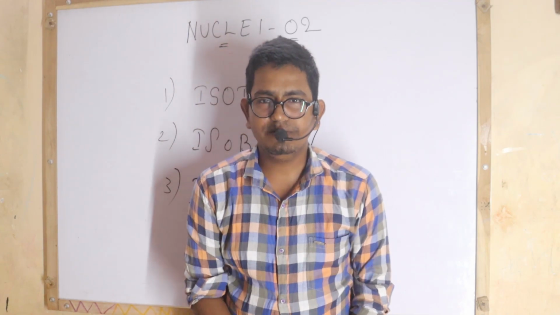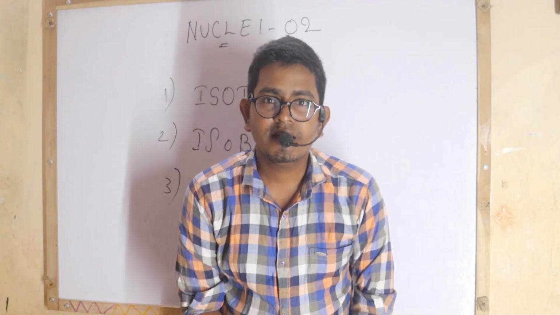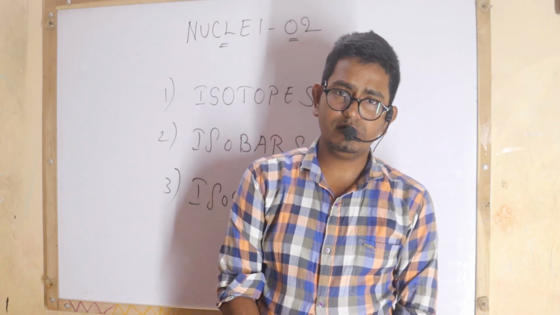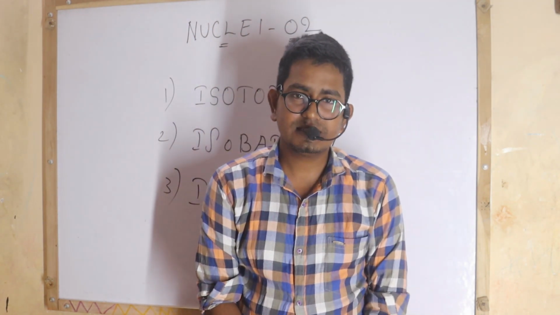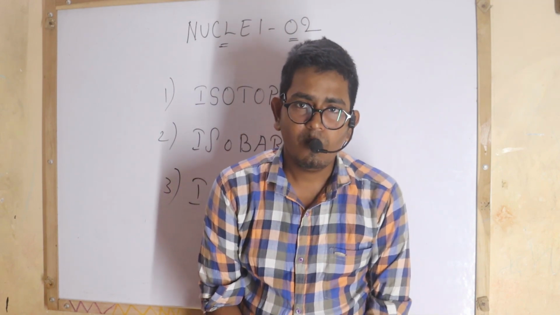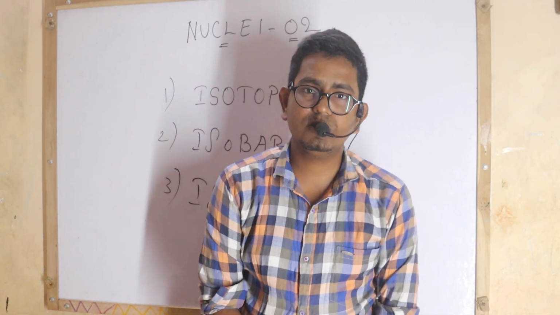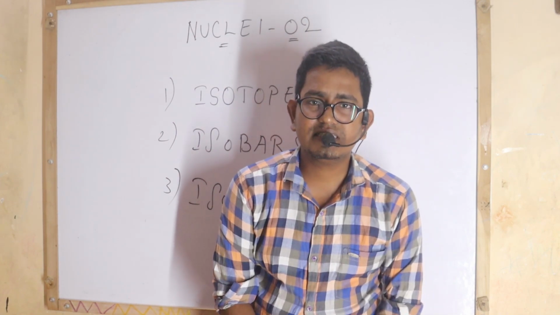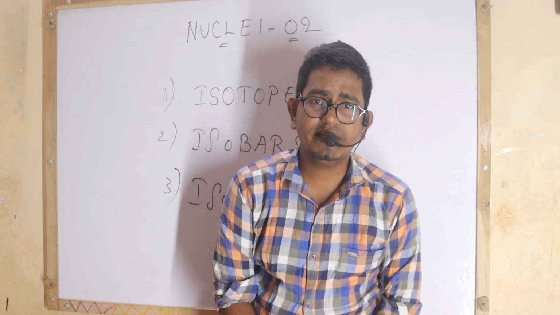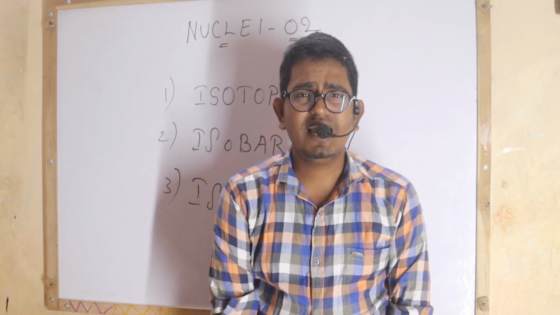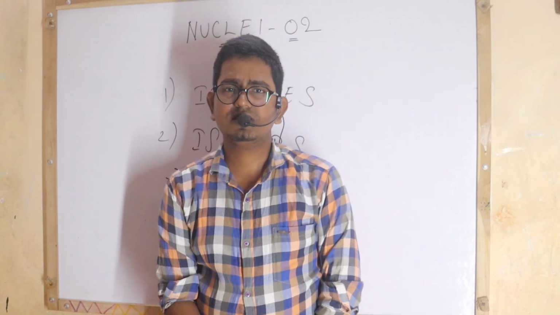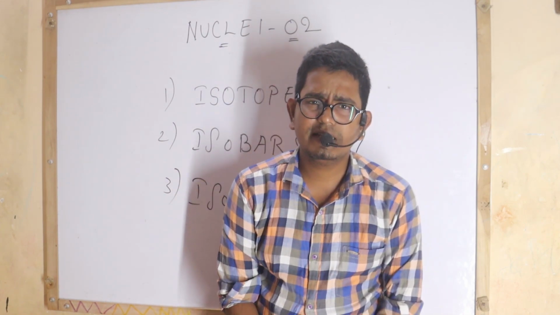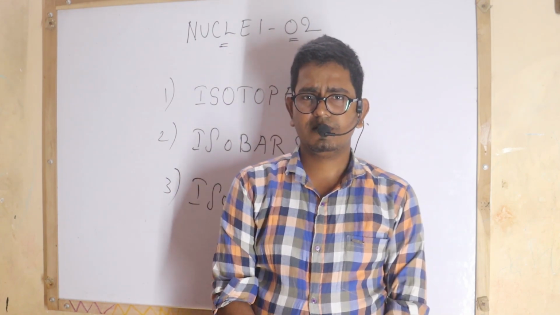In the previous session, we have been discussing the subatomic particles of an atom, proton, neutron and electron, and their masses. Mass of the proton we studied as 1.6726 × 10^-27 kg. Mass of the electron we studied as 9.1 × 10^-31 kg, and mass of the neutron we studied as 1.6750 × 10^-27 kg.